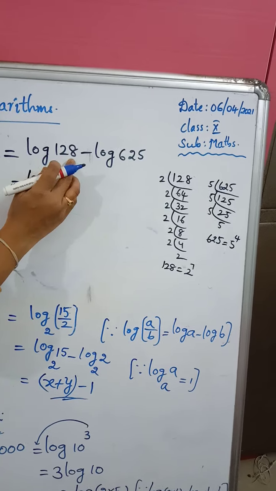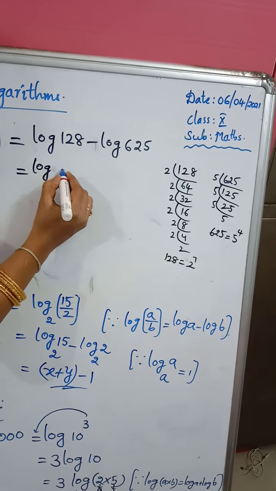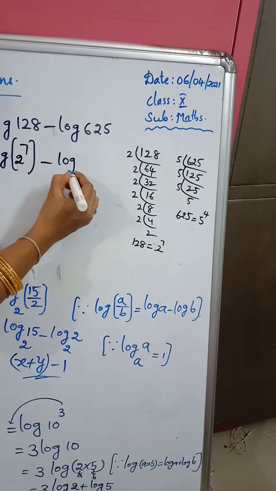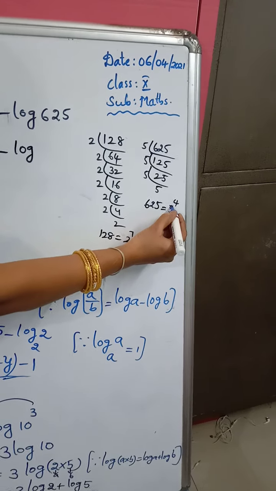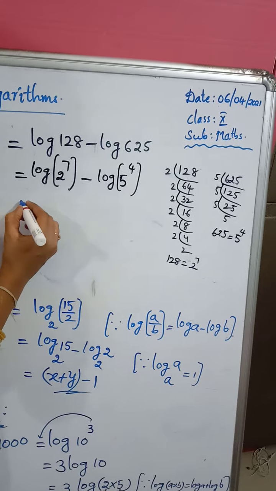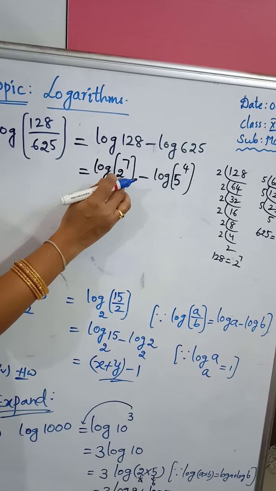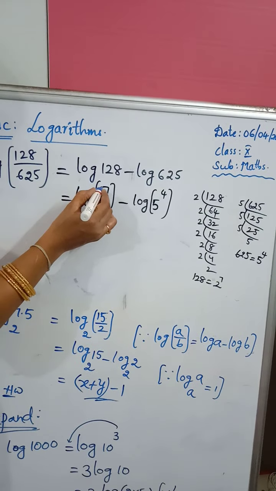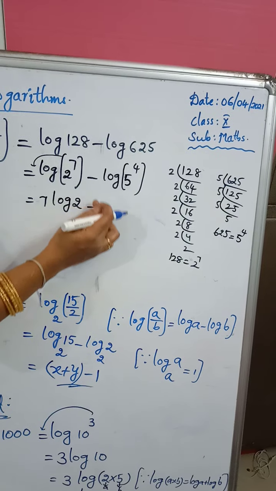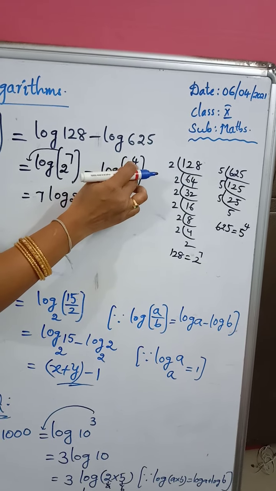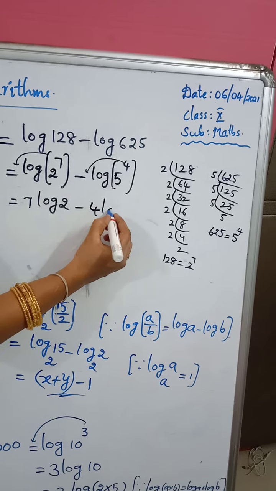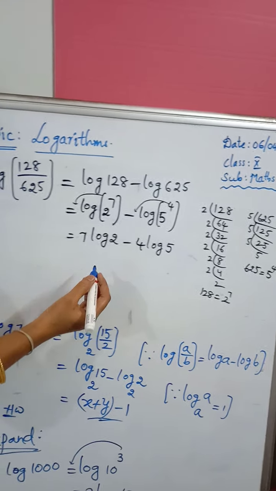So in place of 128 we can write log 2 to the power of 7, minus log 625, and 625 we can write as 5 to the power of 4. Here 2 is the base and 7 is the power. The power should become the quotient, that is 7 log 2, minus, and here the base is 5 and 4 is the power. The power comes as the quotient, 4 log 5. This is our answer.